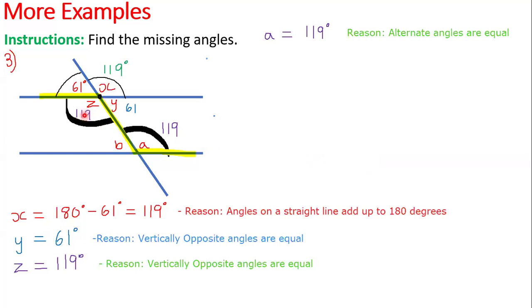Destiny, why is Z and A equal to each other? Because they are vertically opposite. No, not vertically opposite. Remember, they're forming a Z shape. So what does that mean? They're alternate angles.